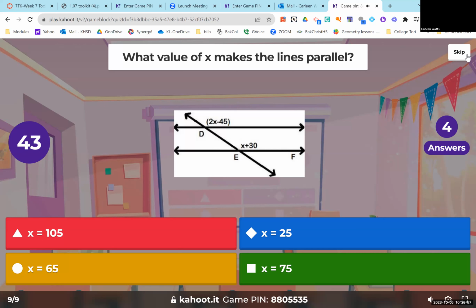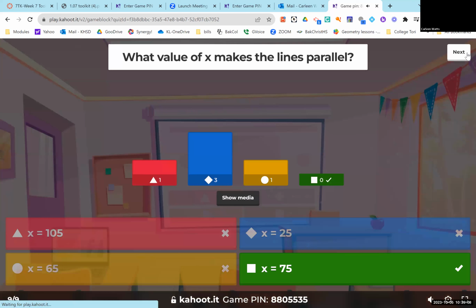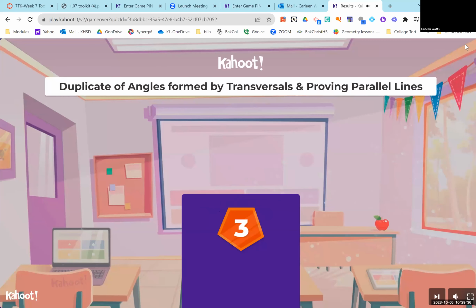I don't know who's not in. Oh, 5 answers are in. Okay. Next. Ooh, okay. Oh, wow. That was a challenging one. Okay. That tells me that we need to practice a little bit more with stuff like that. Okay. So top 4. Top 4. Podium.